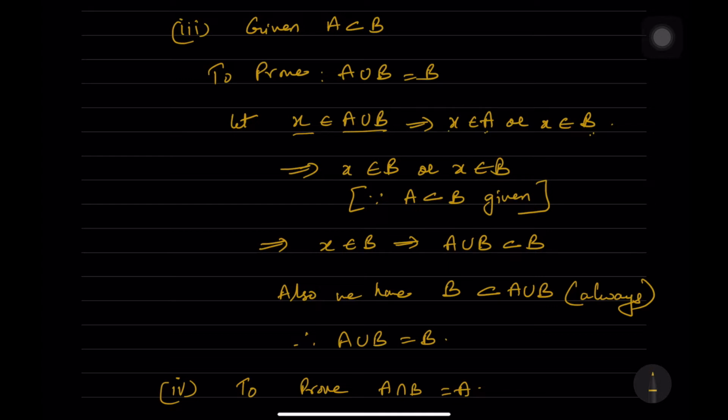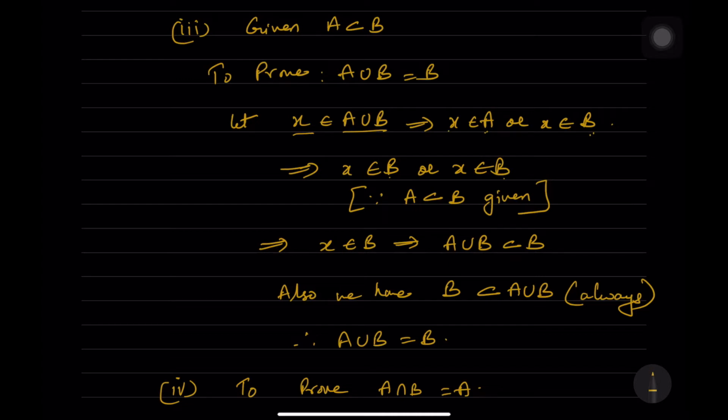So which implies that x belongs to B or x belongs to B, since A is a subset of B, as given. Because it's given that A is a subset of B, x will definitely belong to B. So x belongs to B implies that A union B is a subset of B.